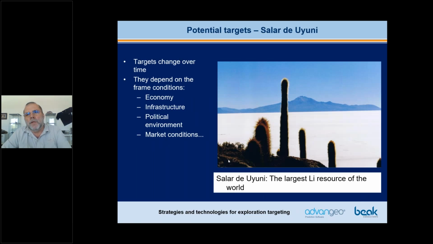And here another target of a huge size, Salar de Uyuni, probably the biggest lithium target or lithium resource in the world. So targets may change over time. They depend on the frame conditions determined by economy, infrastructure, political environment, economic environment, market conditions, etc.